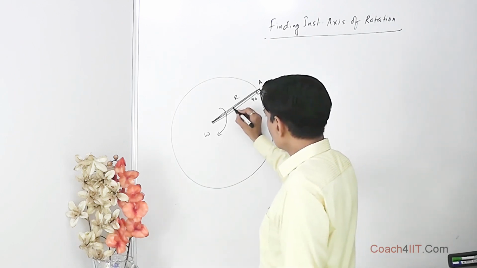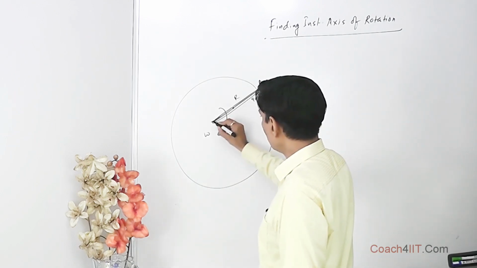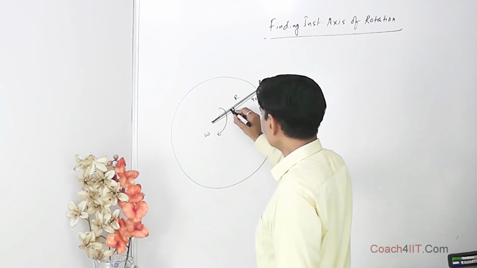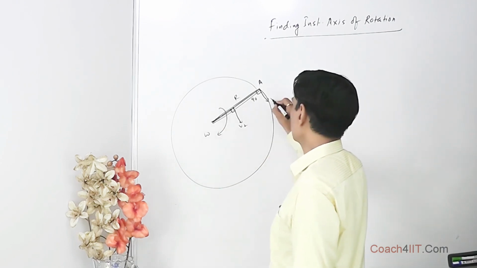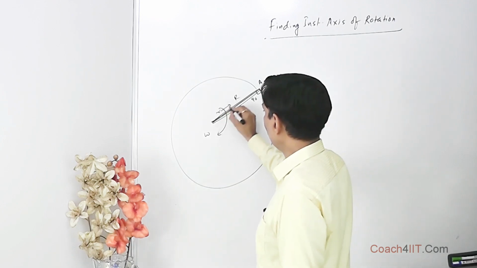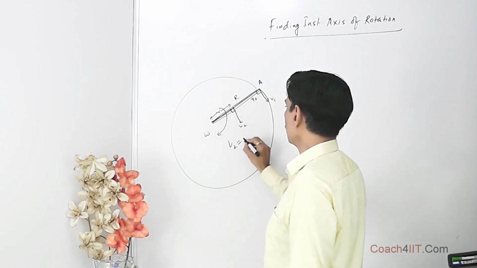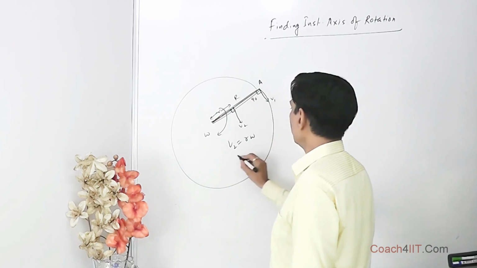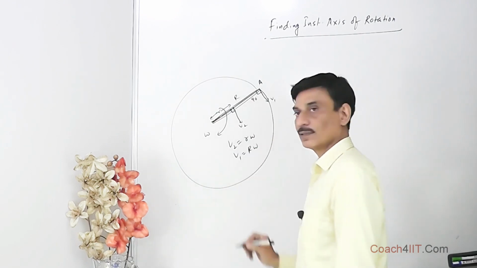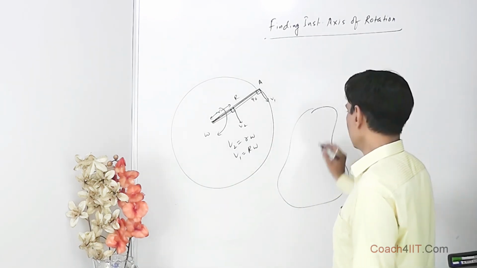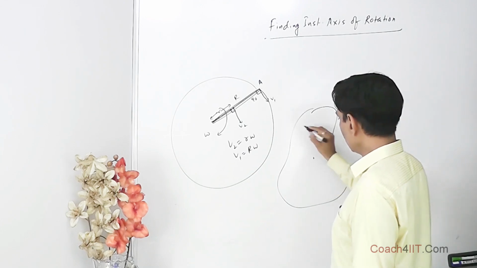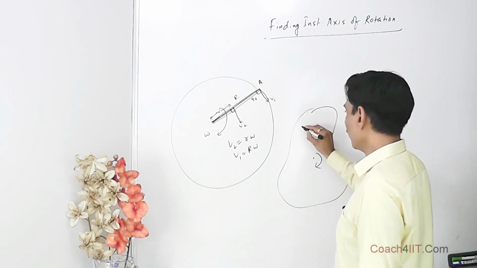Similarly, this point will also have velocity perpendicular to this in this direction. Let's say V2, this is V1. So V2 is going to be equal to R omega, and this V1 is going to be equal to R omega. If we have this irregular shaped body, and this is rotating about this, and we have to find the velocity of this point.